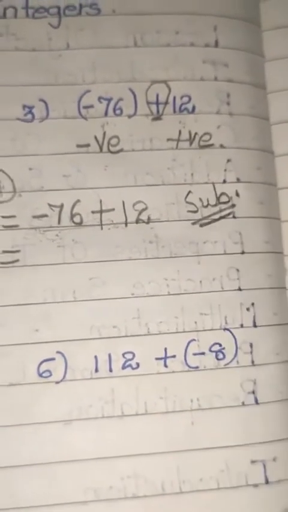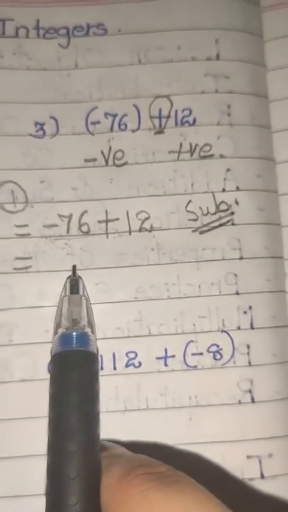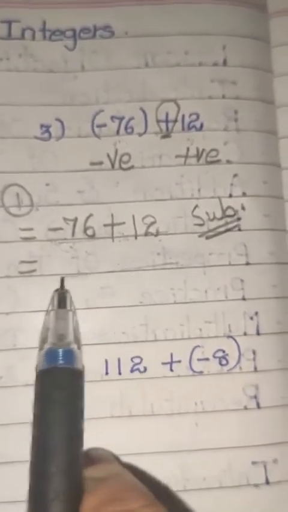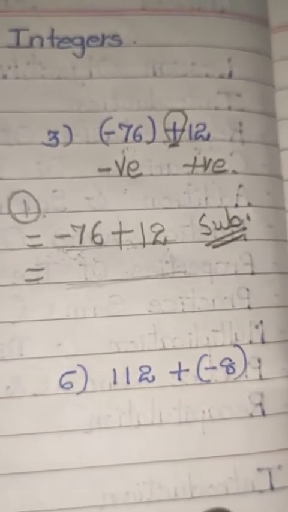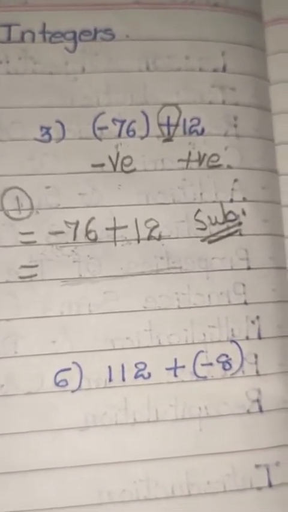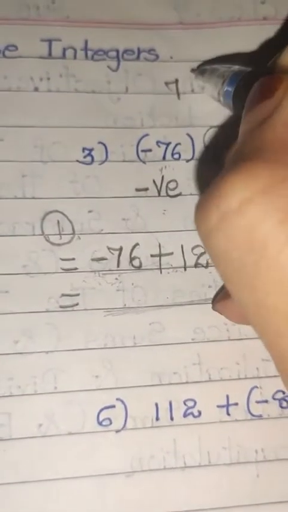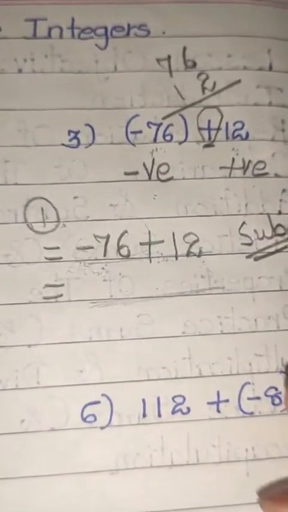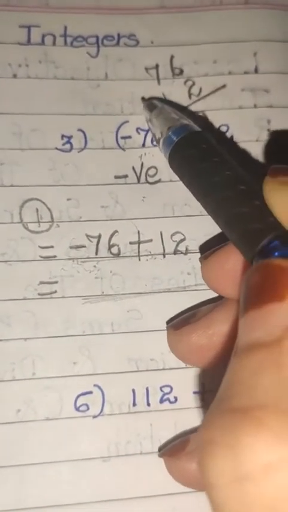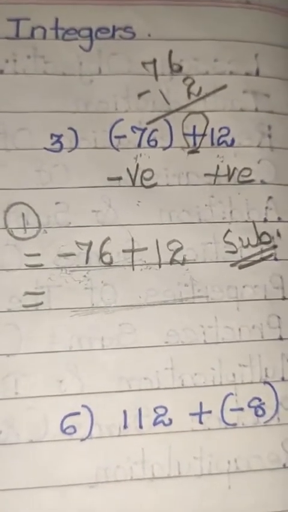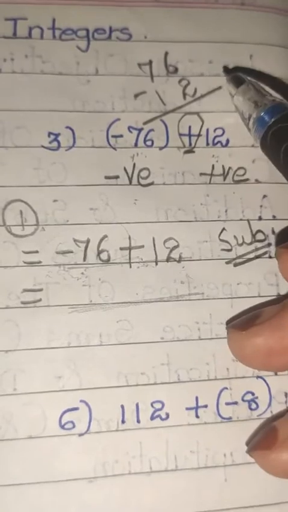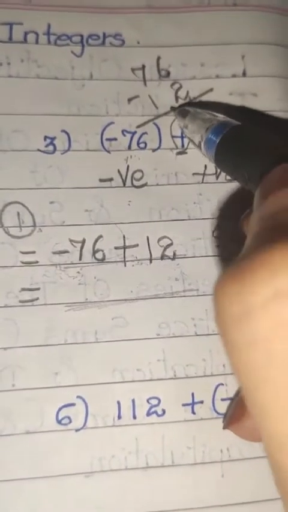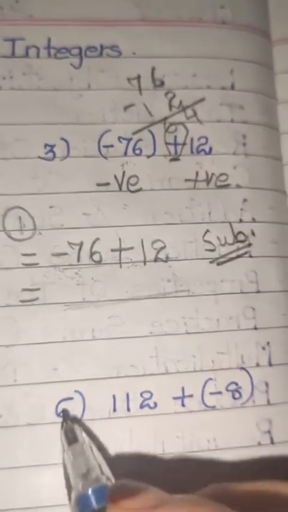Then we will subtract in our rough work, not here. Here we simply write down the answer of the subtraction. Please don't make a mistake. So let's subtract in rough. 76 minus 12. We know that in subtraction the biggest number should be first. And from where will we start subtraction? From ones. So 6 minus 2 is 4, and 7 minus 1 is 6. So what's your answer? 64.